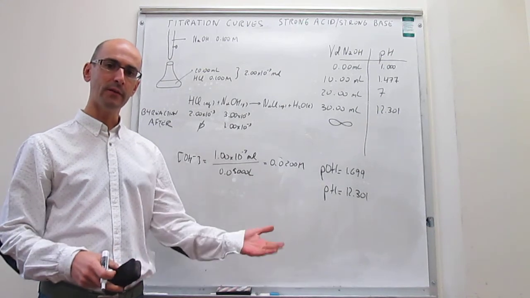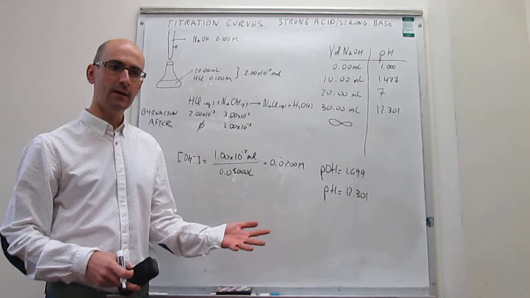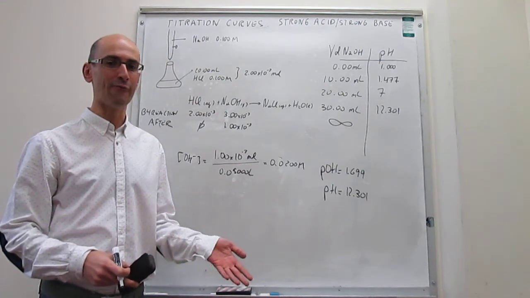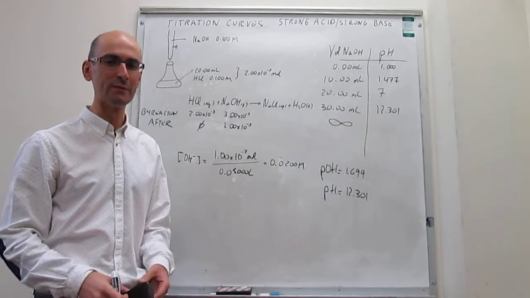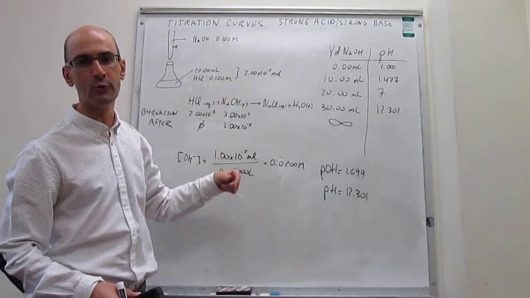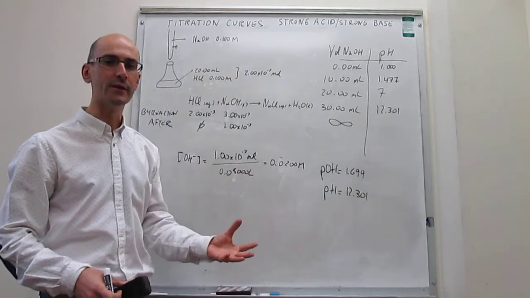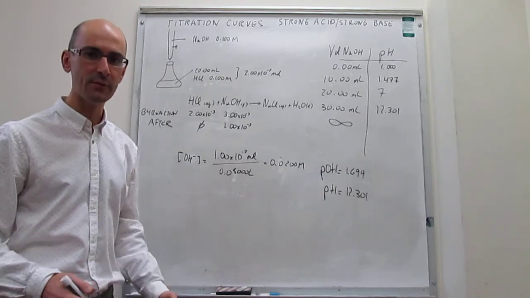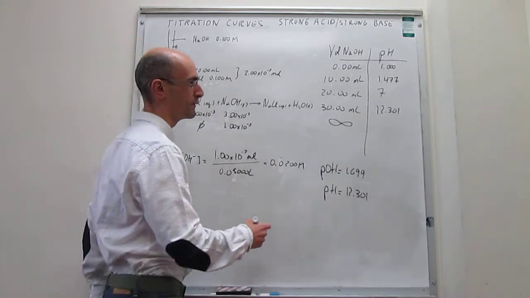Well, if you add an infinite amount of base, then to a good approximation you will have only base, right? So the pH will be dictated by the pH of the base. Because the molar concentration of the base is 0.1 molar, then the pOH will be 1, and then the pH will be 13. So the highest ever pH that you could get in this titration would be 13.